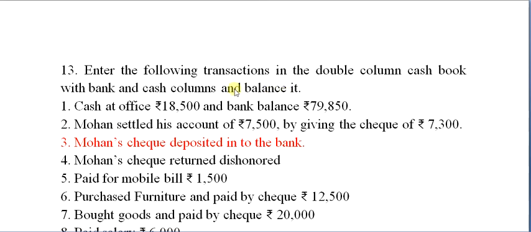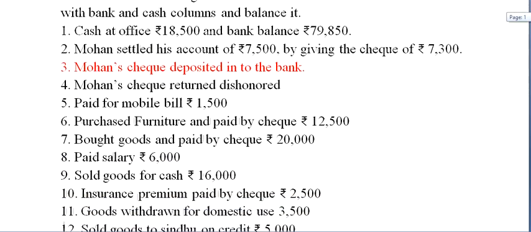We know that double column cash book is a type of cash book we use to record two amount columns in the debit as well as in the credit side, that is the cash and bank column. It is also called as bank column book, double column cash book, two column cash book or cash book with bank and cash columns.